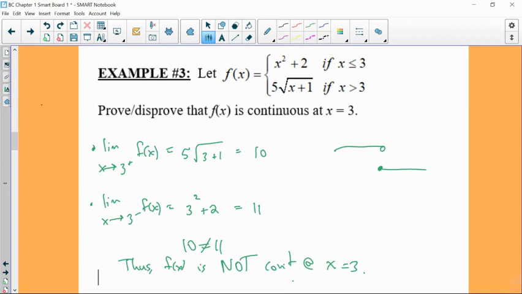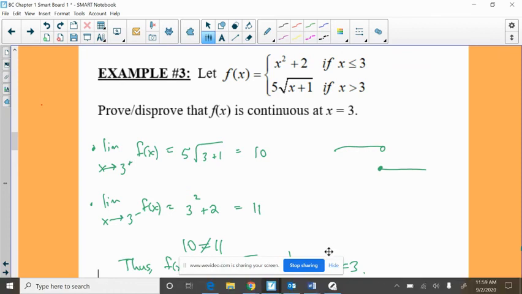So limit from the left, limit from the right, and the function point itself all equal the same value. If you have any questions on this, certainly please let me know.